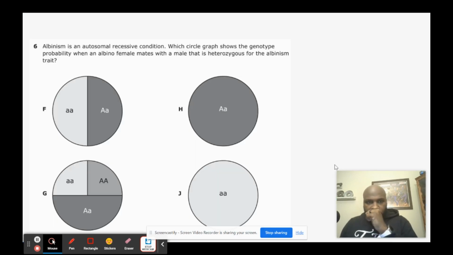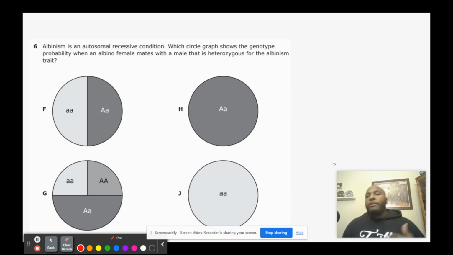So the first question says, albinism is an autosomal recessive condition. It wants us to figure out which circle graph shows the genotype probability when an albino female mates with a male that is heterozygous for the albinism trait. One thing we've always talked about is making sure that we identify what the question is asking us and all the information in the question. So a couple of things stand out to me. We know, I'm going to underline this, that it is a recessive condition, right?